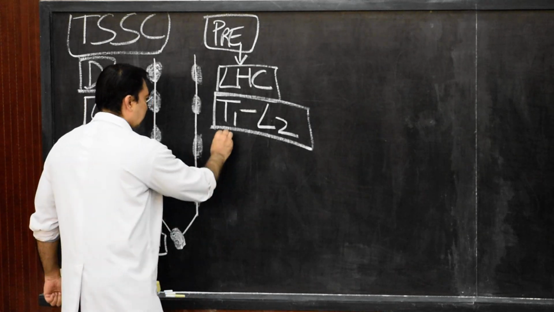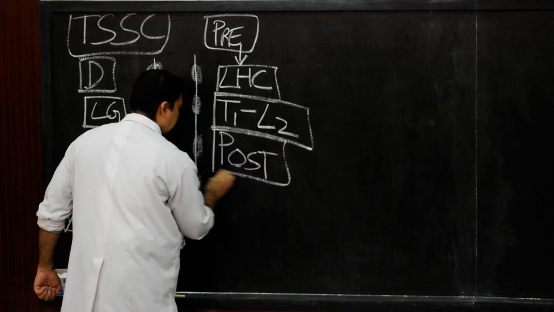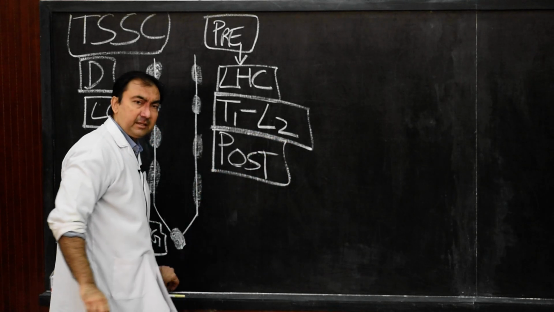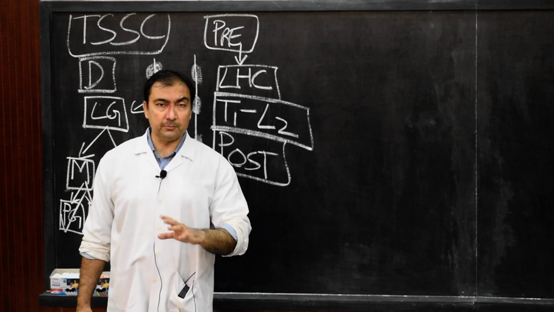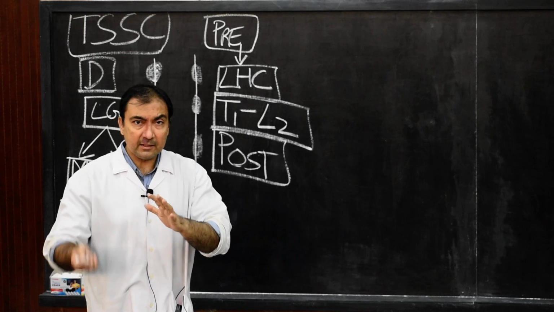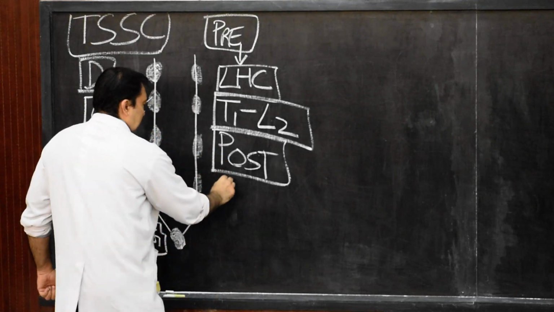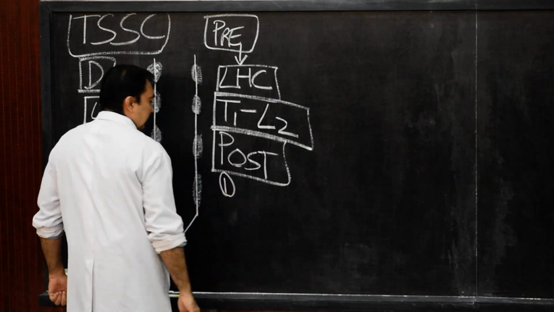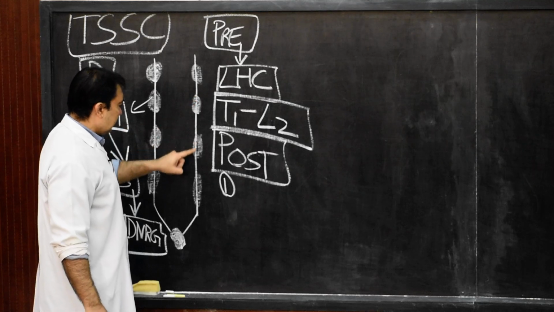Now the postganglionic neurons. The postganglionic thoracic sympathetic neurons, this is very, very interesting and very important also, are located in, number one, the lateral ganglia.